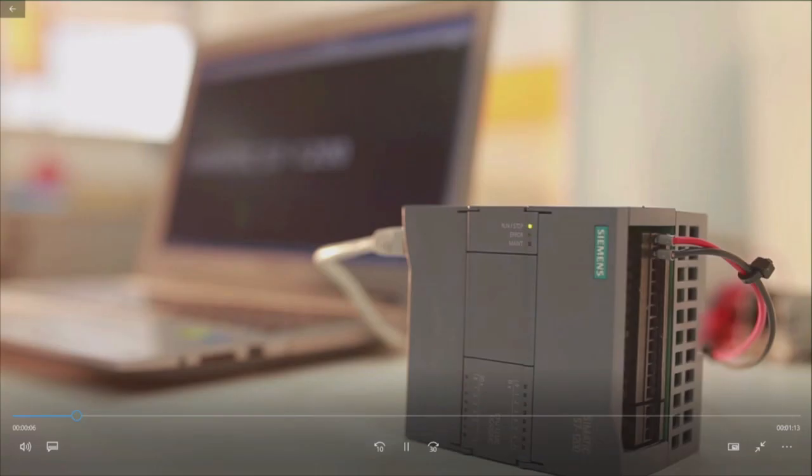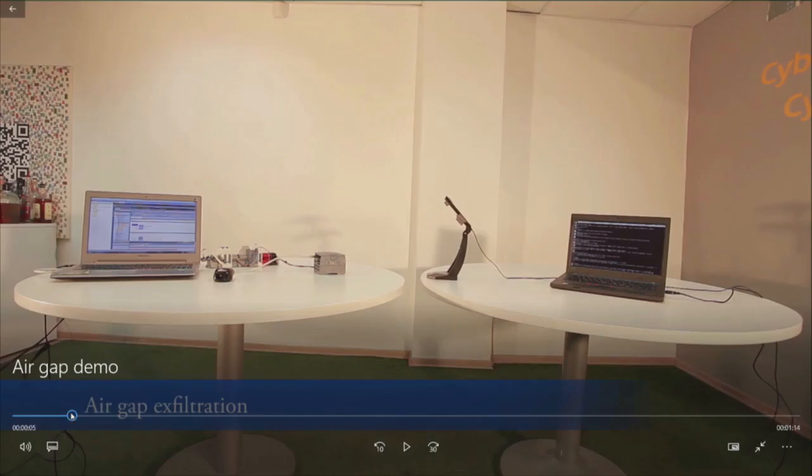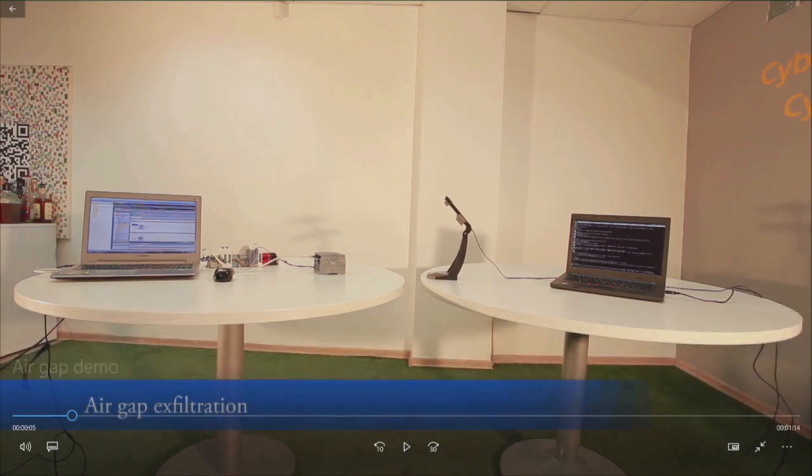So here you can see the setup, the antenna on the one side, the PLC on the other side. Let's go back a little bit. So this is obviously the antenna, a normal TV antenna. One computer is connected to it. And here is the air gap. And the PLC. So the PLC will be executing our state machine that we saw previously.